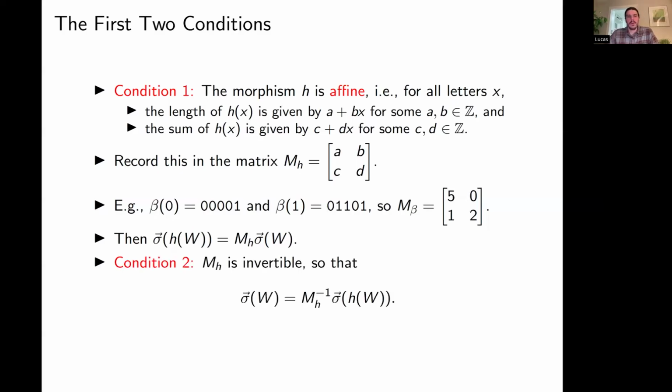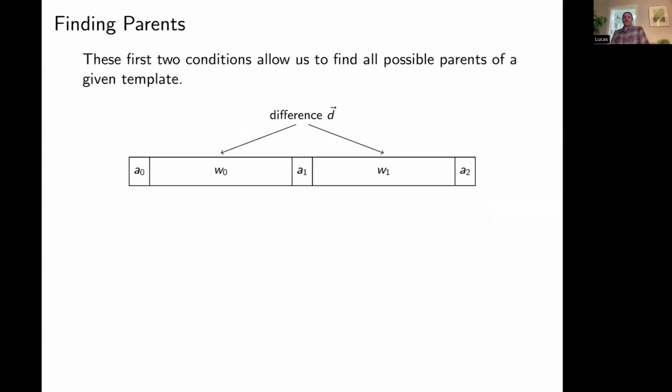Okay, so that's condition 1, and condition 2 is that this matrix is invertible, right? And basically that just allows us to sort of take pre-images, right? So let me show you the picture. Basically, these first two conditions allow us to find all the possible parents of a given template. So say you have this template and you want to know where it came from. You want to know what sorts of words could have mapped to this word.